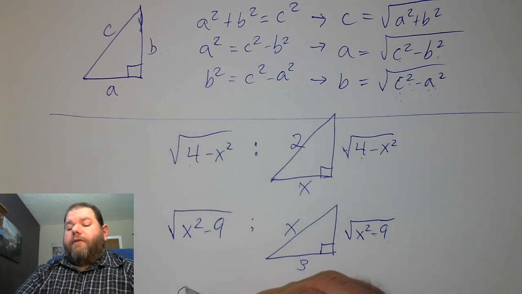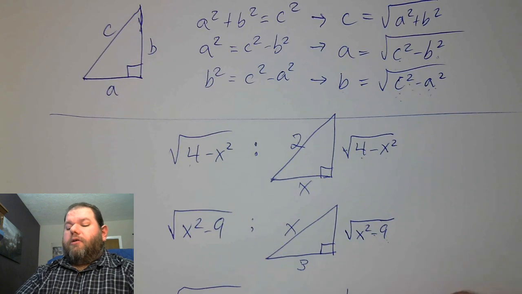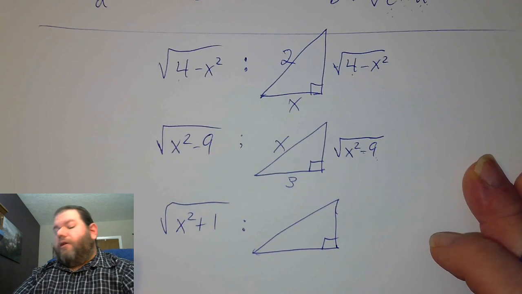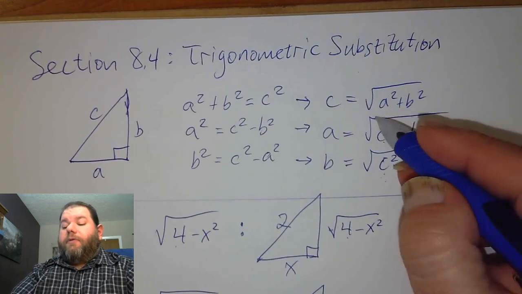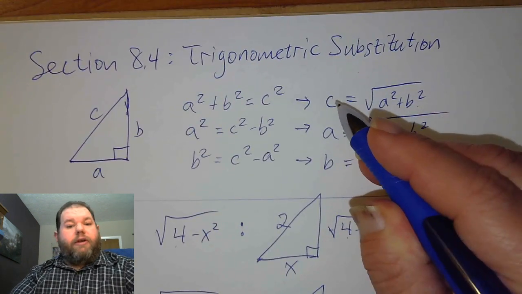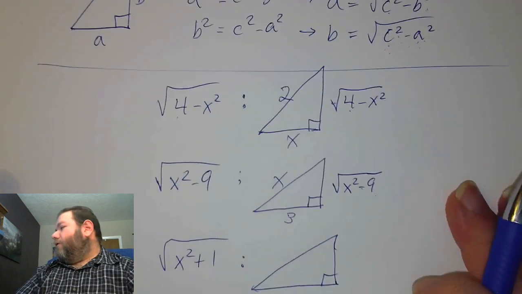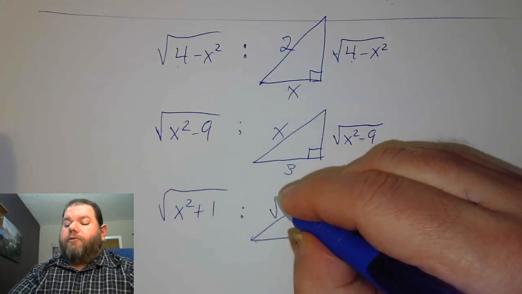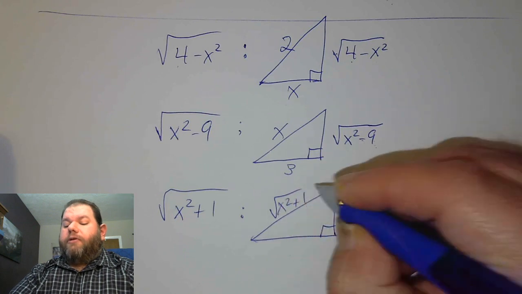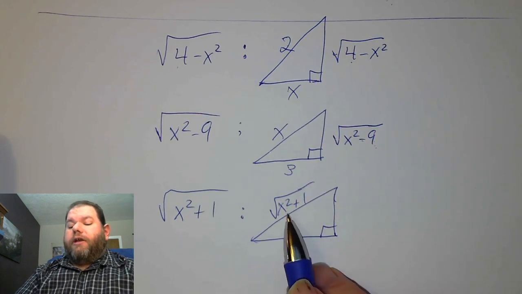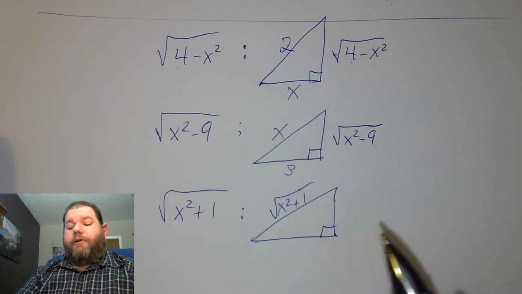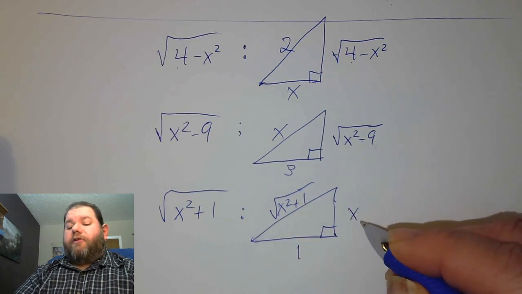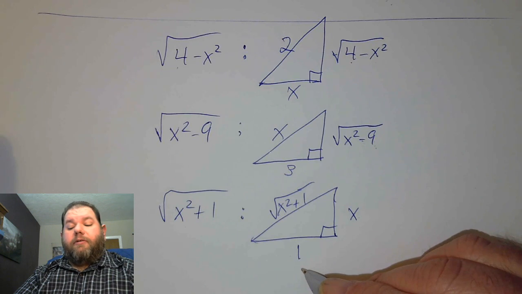Now, if we have a sum of squares, let's say we have x squared plus 1, and we want to create a right triangle, we know if we have a sum of squares, that's going to be our third side, our hypotenuse. So we'll actually put the square root of x squared plus 1 here. That means one leg is x and the other leg is 1. I usually put the variable on the right hand side and then our constant on the bottom.